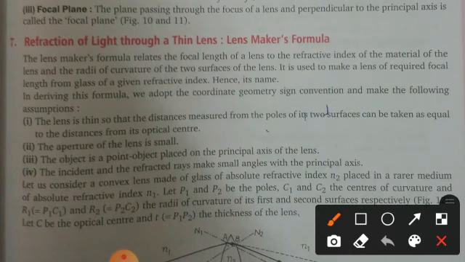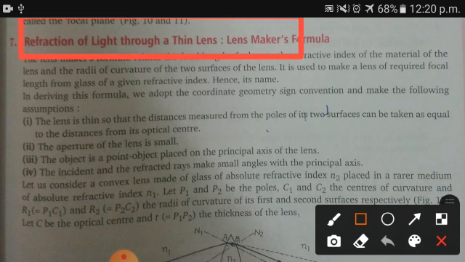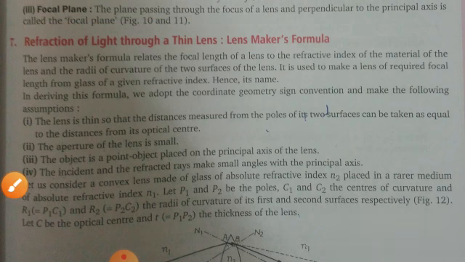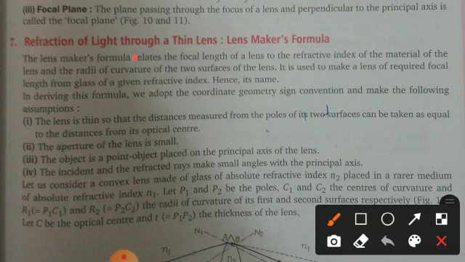Now we will move to refraction of light through a thin lens. This is your lens maker formula. The lens maker formula relates the focal length of a lens to the refractive index of the material of the lens and the radii of curvature of the two surfaces of the lens. It is used to make a lens of required focal length from a glass of given refractive index, hence its name, lens maker formula.